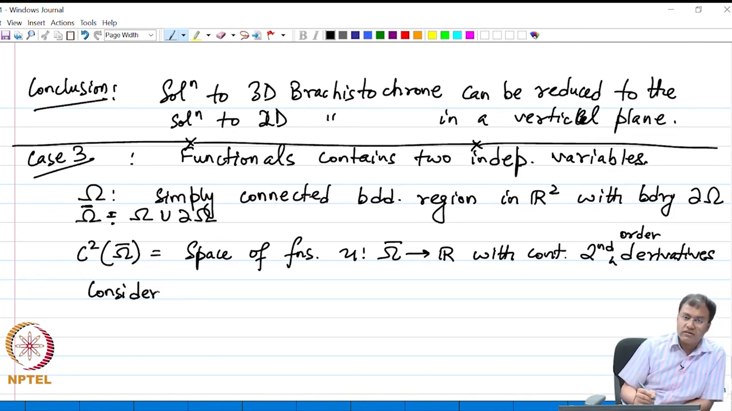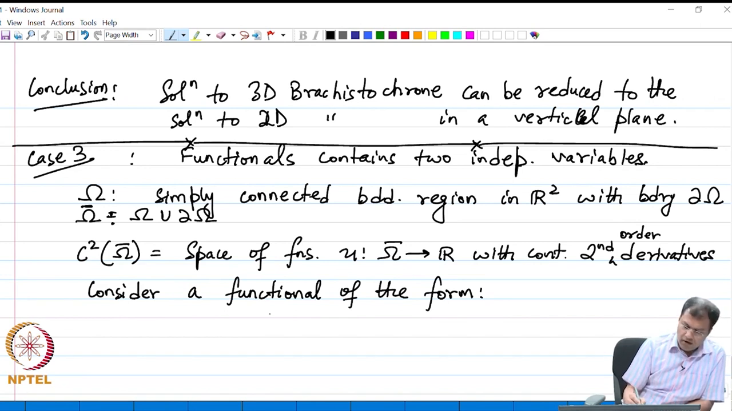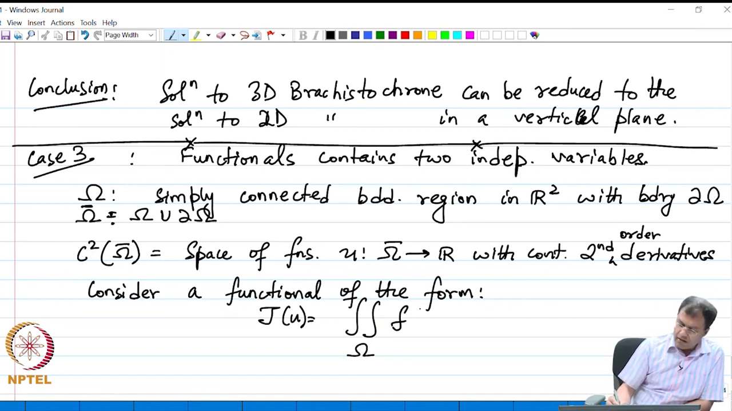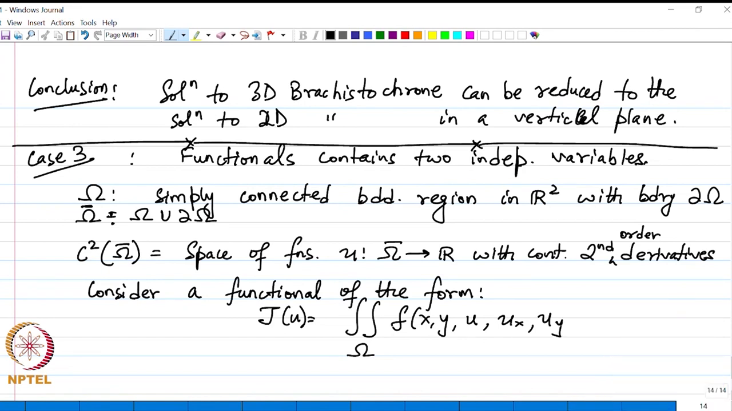So, now we are ready to describe the functional in this case. We consider a functional of the form J of u is equal to the double integral. Notice now we have two independent variables, so that will involve two integrals, double integrals of F of x comma y. So, x and y are independent variables, u comma u x comma u y, right, dx dy. I call this variable as p, I call this variable as q. Okay. So, let me denote this equation by A.